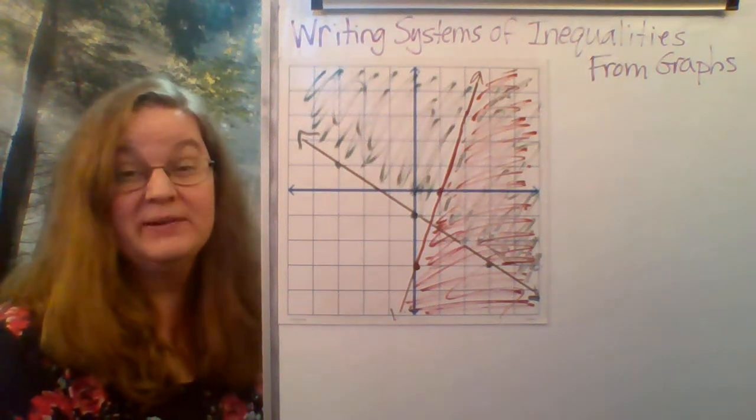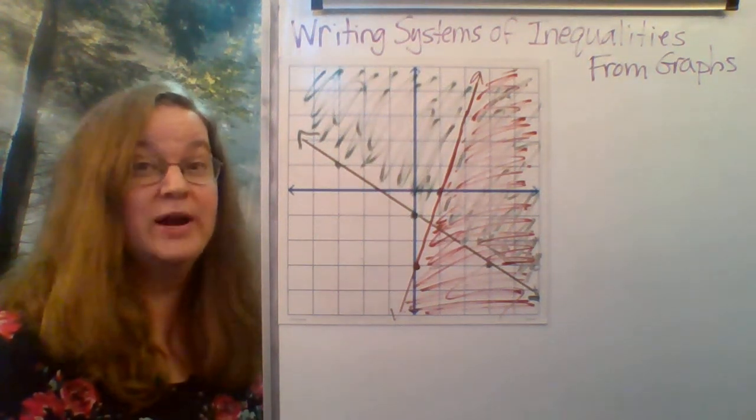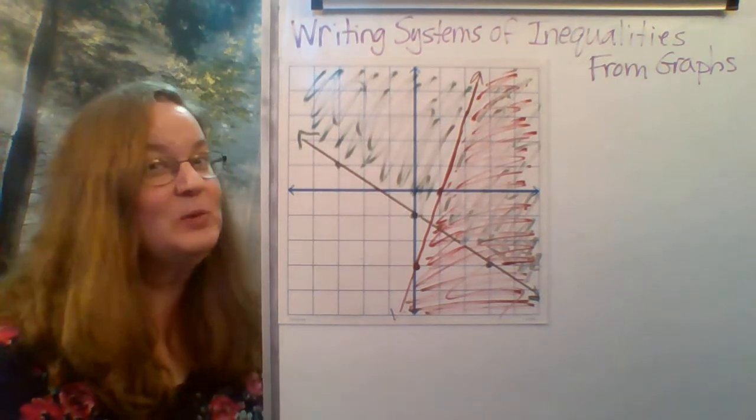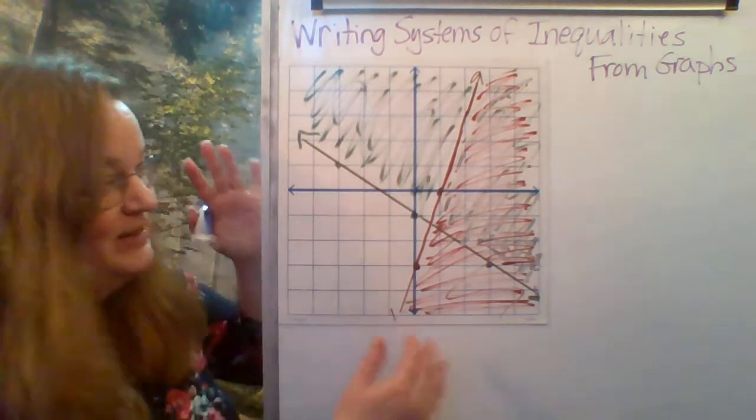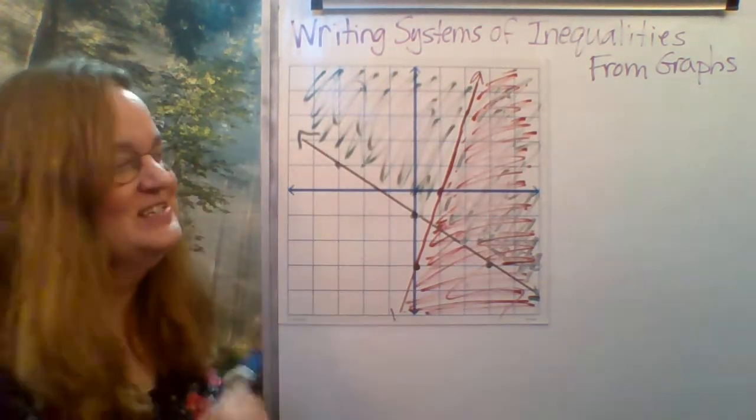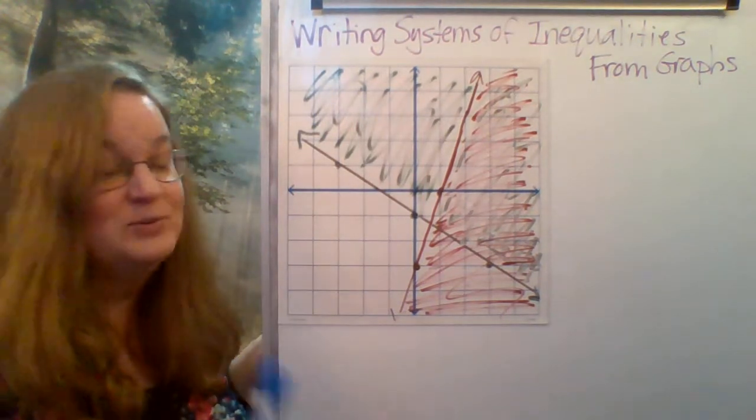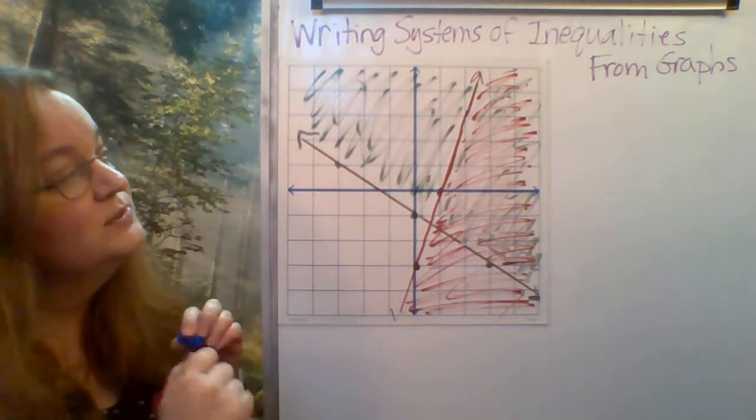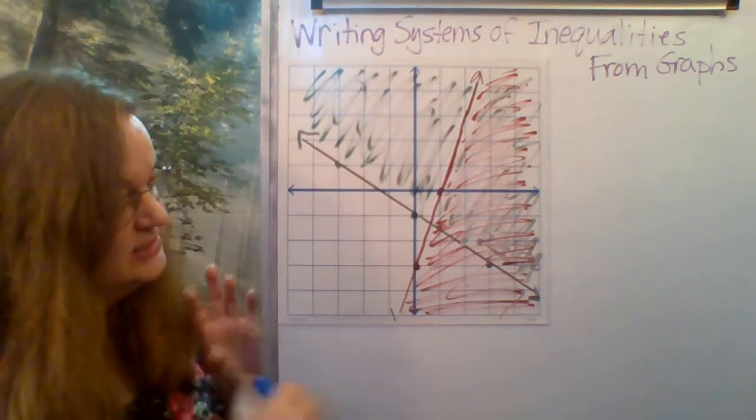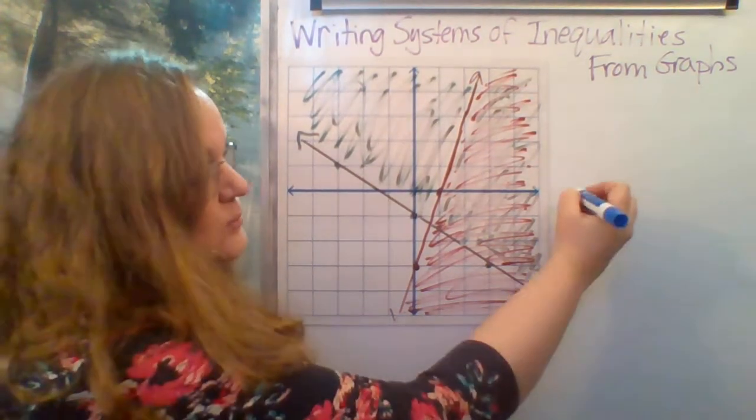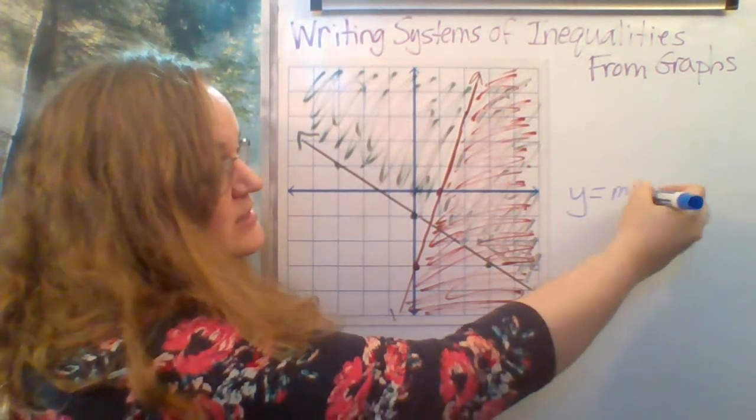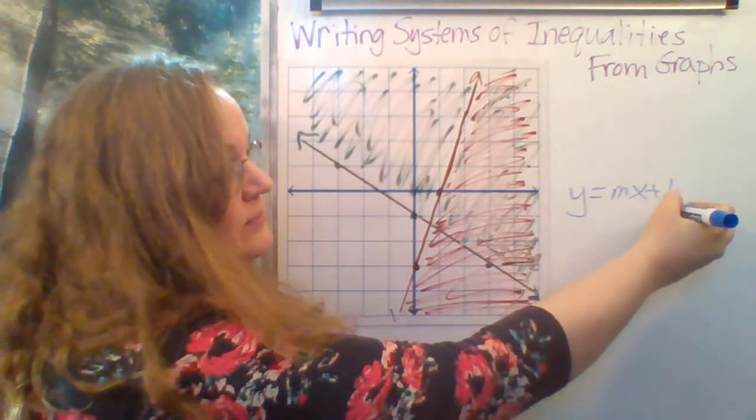Hello, this is Mrs. Brown, and today we're going to be looking at writing systems of inequalities from graphs. So, you may have a graph such as this, and how do you write the inequalities that go with it? The first thing that I would suggest is thinking about your y equals mx plus b format.